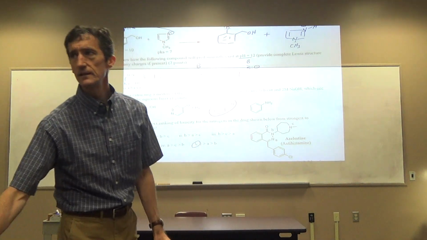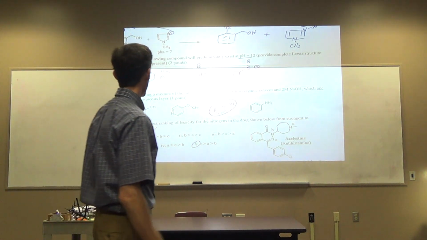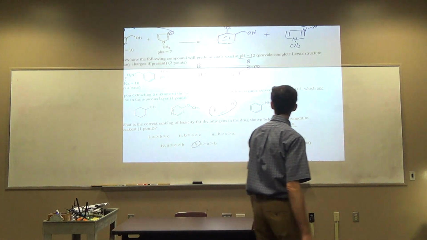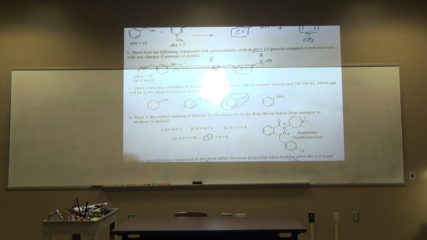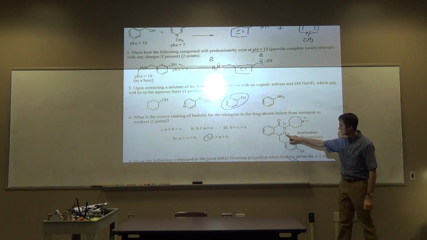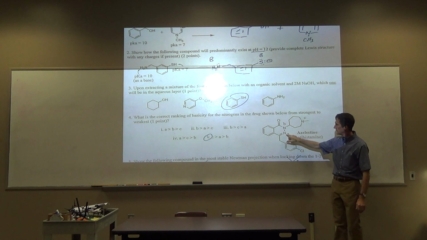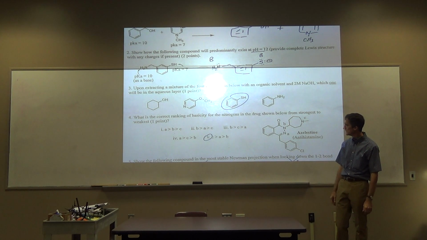Question? For number 4, my understanding was that C was the strongest because it's sp3 hybridized, and we said that was the most basic nitrogen. But then next would be sp2 hybridized, correct? And then the A would be sp hybridized, right? No, that's sp2. It has a lone pair.